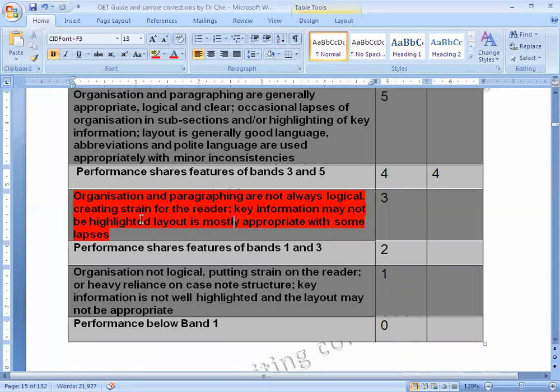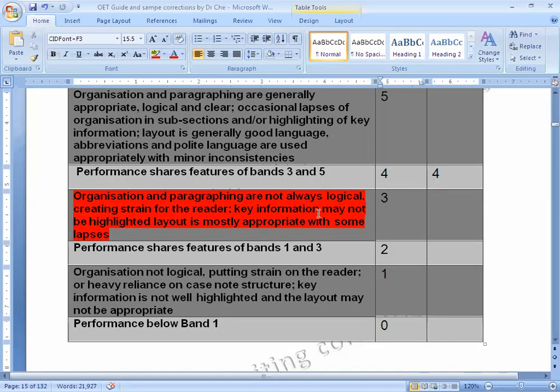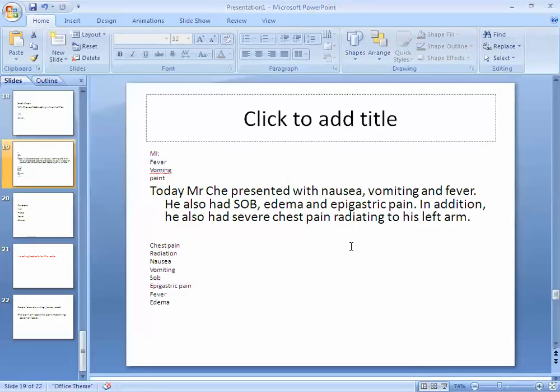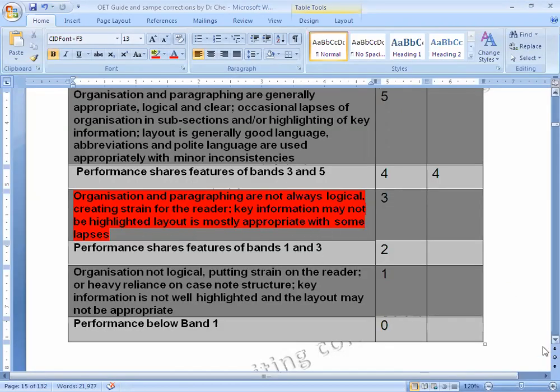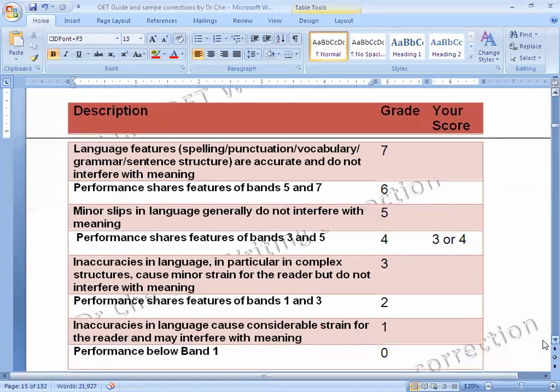Key information may not be highlighted. In this MI case, if you are writing chest pain at the end, you are not highlighting, you will get 3 marks. Even if your English is good and excellent, like a neighbor of Shakespeare, still you will get 3 because you are writing this at the end. So layout is mostly appropriate. Let us not waste too much time here. Let us go to language.